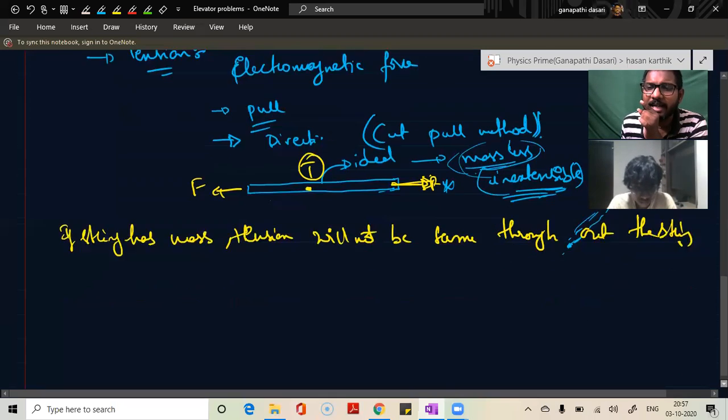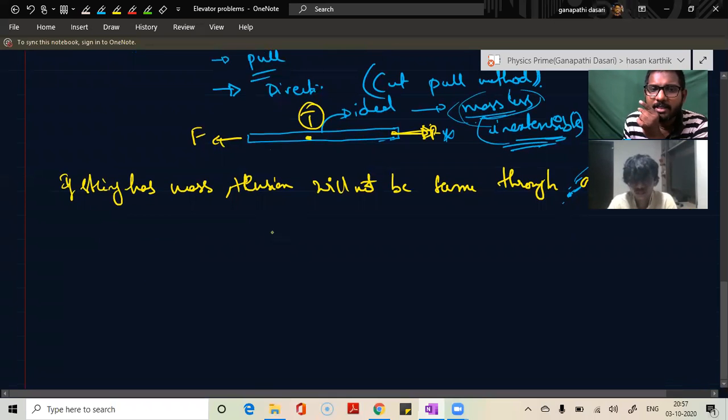You will see the cut and pull method. How will you see? Suppose a string is there. Take a block. Do you know how to find out the tension in the string?